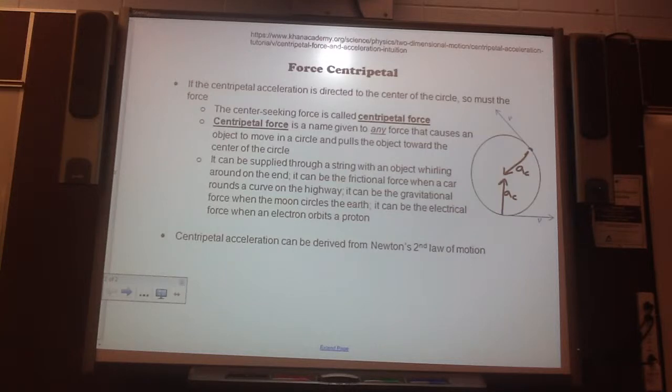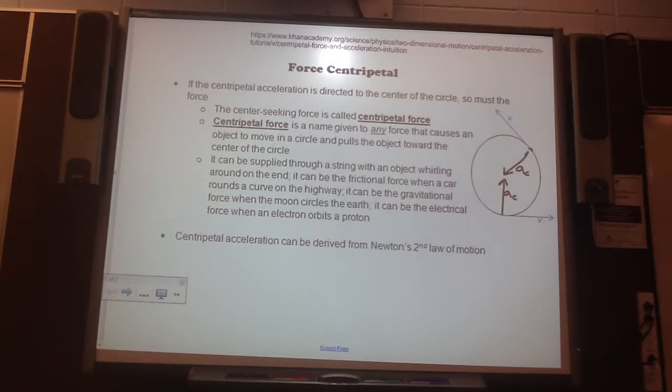So if the centripetal acceleration is directed to the center of the circle, so must the force be. We've already kind of talked about that a little bit. As we mentioned before, the center seeking force is centripetal. Centripetal force is any name given to any force that causes an object to move in a circle and pulls the object toward the center. It can be supplied through a string with an object whirling around, just like you guys did before.